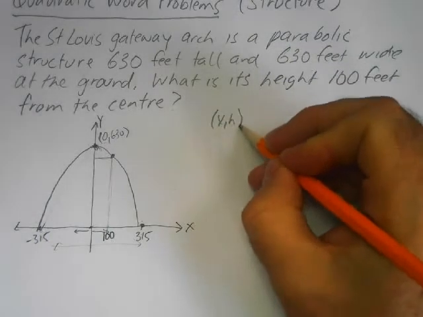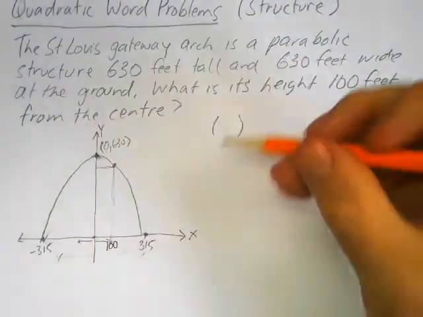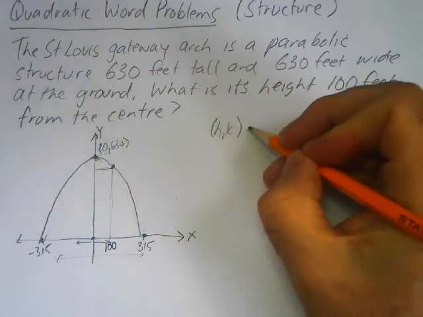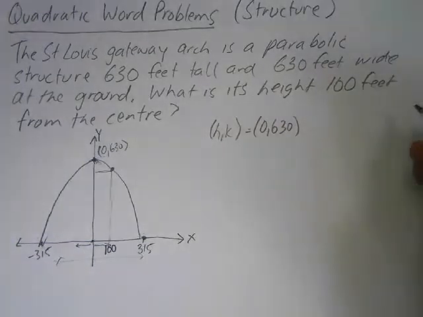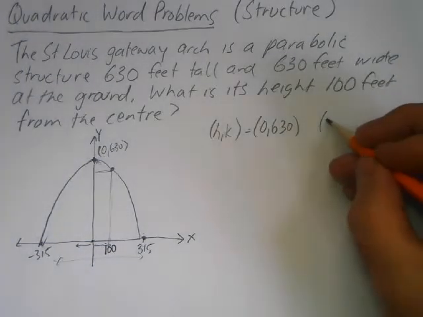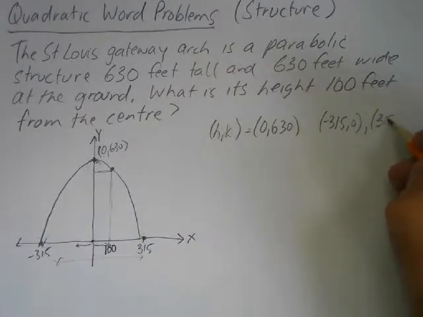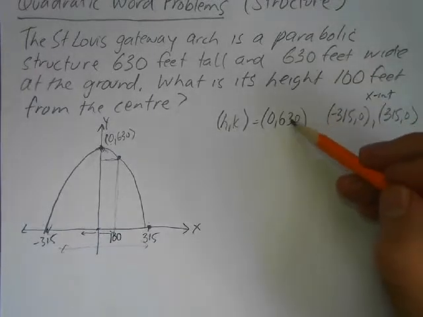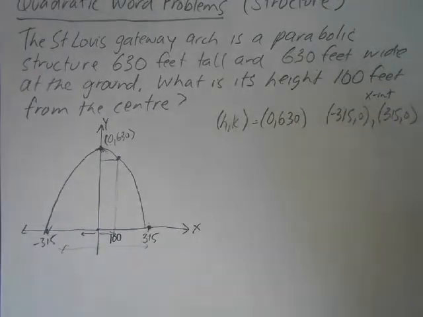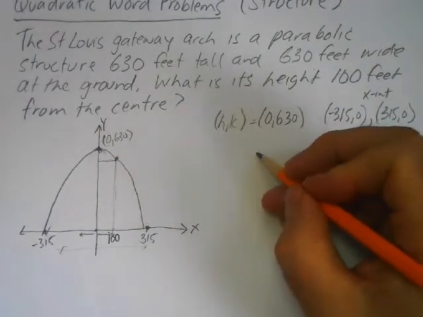So let's just summarize here. Our (h, k) value, which is our vertex, is (0, 630). And in terms of the x-intercepts, I've got (-315, 0) and (315, 0). These are my x-intercepts. Okay, so like I said, we could either start with this, build our equation in vertex form, or start with this, build our equation in factored form. I'm going to do the vertex just because that's what I feel like.